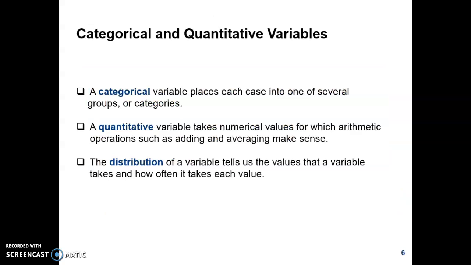A categorical variable places each case into one of several groups or categories, male, female, that type of thing. A quantitative variable takes on numerical values with which arithmetic operations make sense, such as age, an average age. You can do a calculation to get that. The distribution of a variable tells us the values that a variable takes and how often it takes each value. So if I looked at a classroom, I might look at the distribution to find the youngest and the oldest and how often perhaps the age 20 took place.